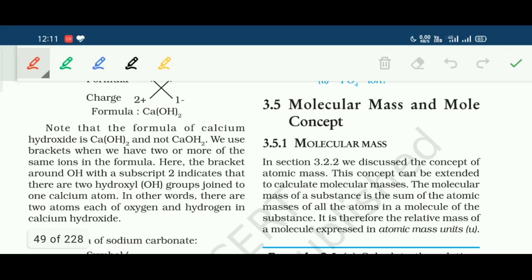Now students, we know that a molecule is a group of atoms which are chemically combined together. Therefore, the molecular mass of a substance is the sum of the atomic masses of all the atoms in a molecule of the substance. It is therefore the relative mass of a molecule expressed in atomic mass unit.